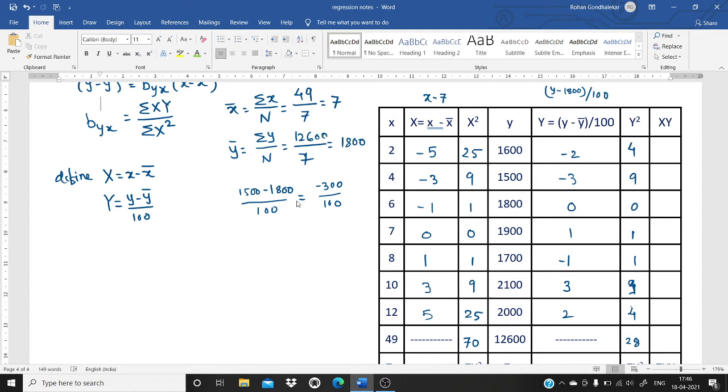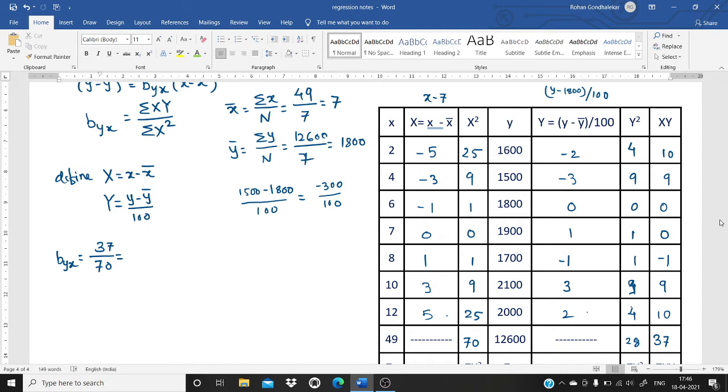Is it? Now what I want to calculate is capital X into capital Y. So minus 5 into minus 2 gives me 10. Minus 3 into minus 3 gives me 9. Minus 1 into 0 is 0, 0 into 1 is 0, 1 into minus 1 is minus 1, 3 3s are 9, then here 5 and here is a 2, 5 2s are 10. Now get the summation of all. The summation is 37. So I'm getting byx is equal to summation XY, that is 37, divided by summation X square, which is 7.